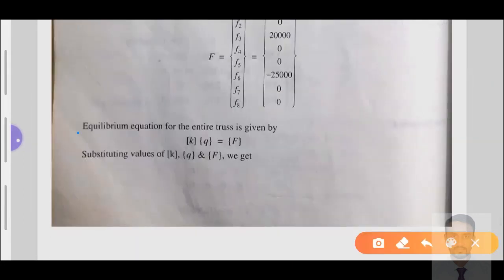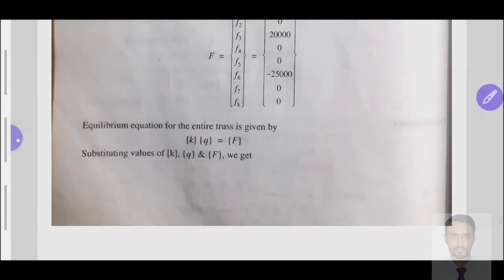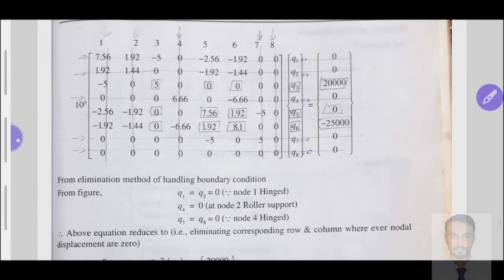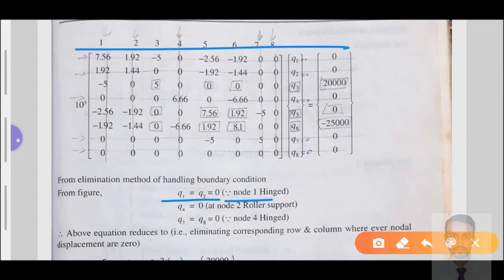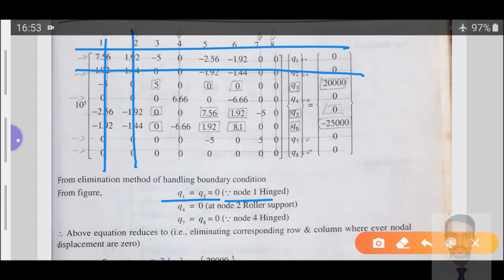We know that after that we need to bring in the equilibrium equation: K into Q is equal to F. All the values are substituted here. Then apply the boundary conditions. Q1 and Q2 are equal to 0 due to the hinge at node number 1. First row, first column is eliminated. Similarly Q2 is fixed, so second row, second column is eliminated.